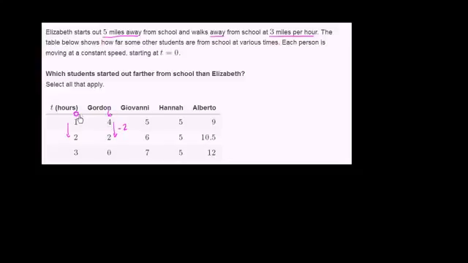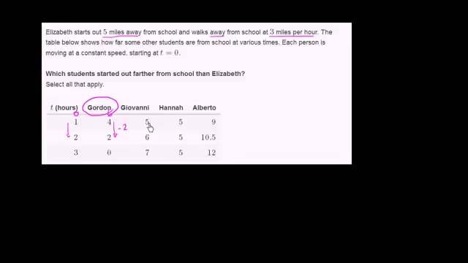Notice it's consistent. In the first hour, he would have gotten 2 miles closer to school. Then the next hour, he would have gotten 2 miles even closer. And in the third hour, he gets 2 miles closer and he actually gets to school. So Gordon started out 6 miles away at t equals 0. So Gordon did start out farther from school than Elizabeth. So we can circle Gordon. He meets the conditions.